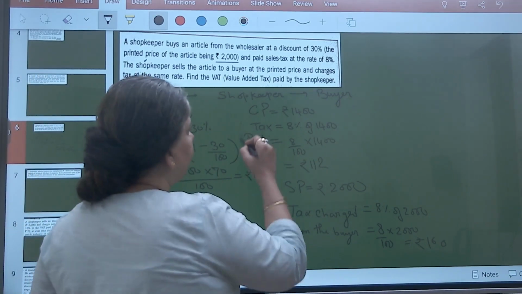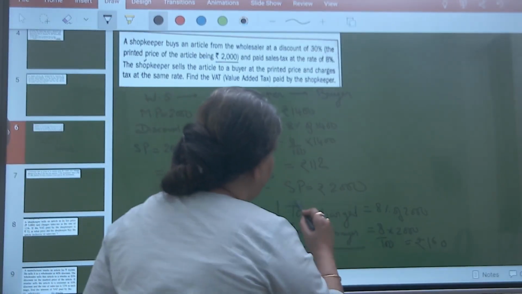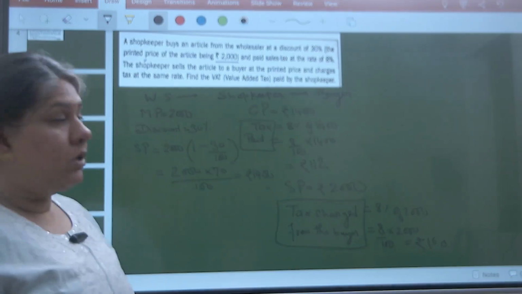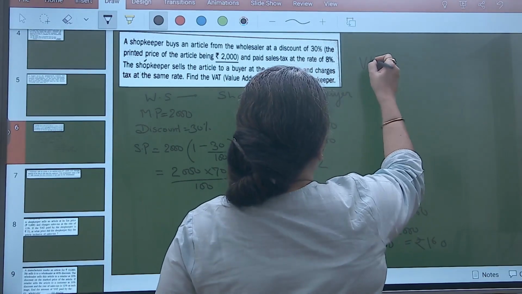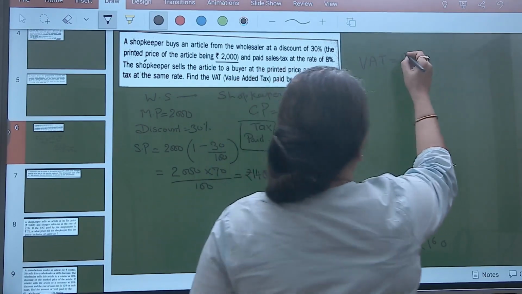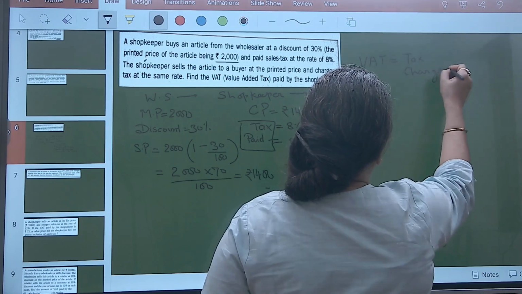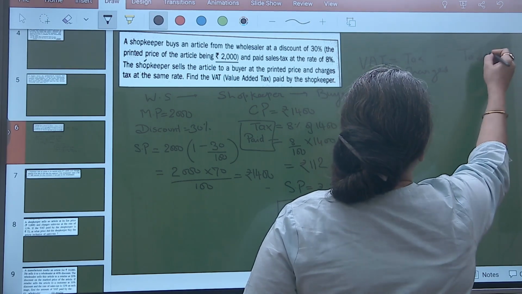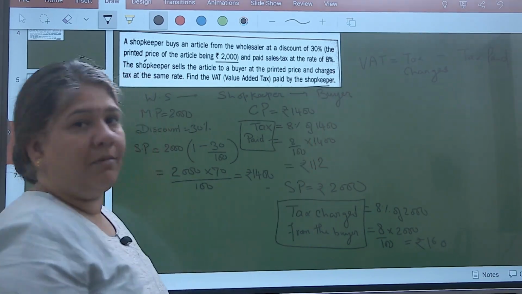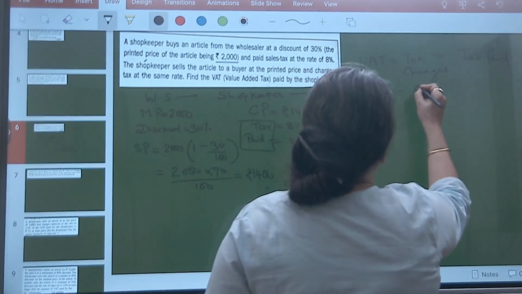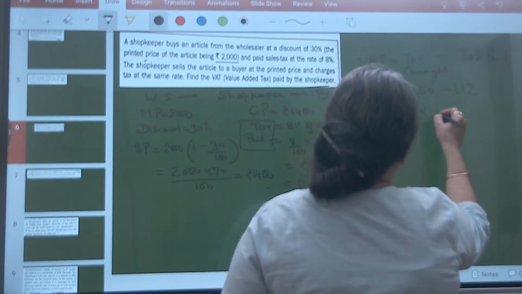So this is the tax paid by the shopkeeper and this is the tax charged by the shopkeeper. So the difference of the two will give you VAT. So VAT is equal to tax charged minus tax paid by the shopkeeper. We are finding VAT paid by the shopkeeper. So this will be 160 minus 112. So our answer will be rupees 48.